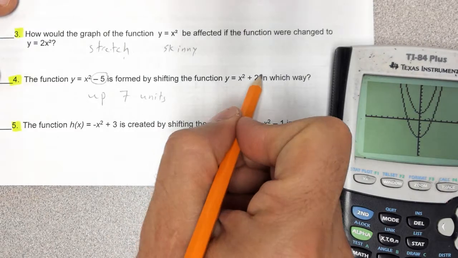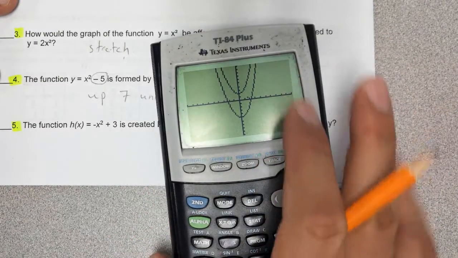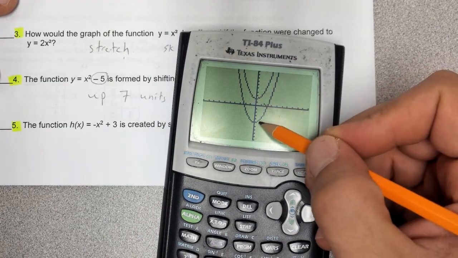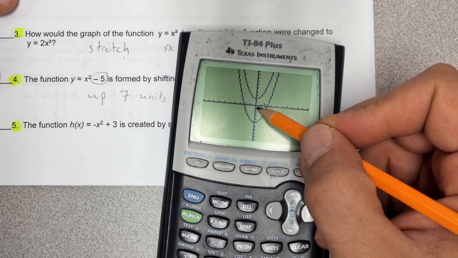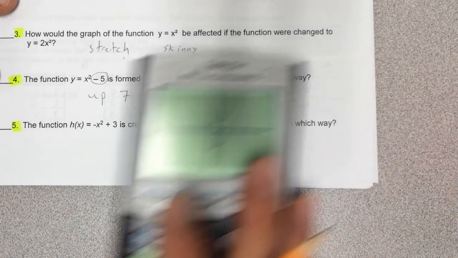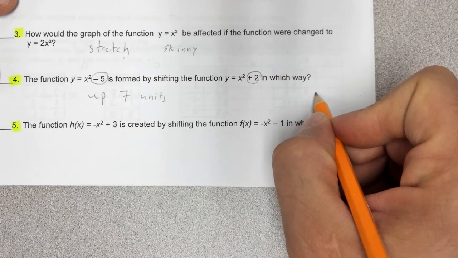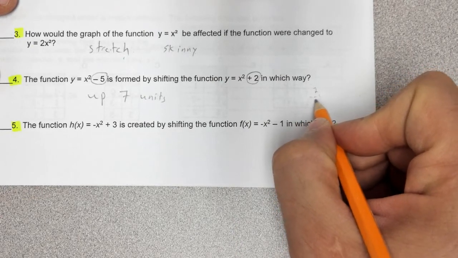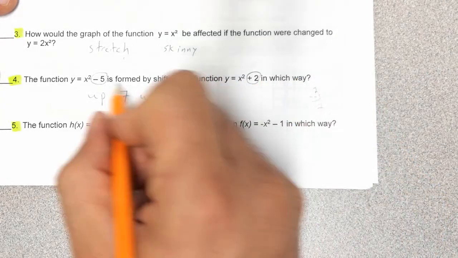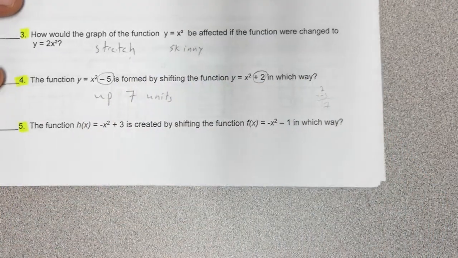And the other one right here is plus 2. Whenever you add a number after the x squared, it goes up. So it went up 2. So you can count the notches, 1, 2, 3, 4, 5, 6, 7, and go up 7. Or you could just ask yourself, what's 2 minus negative 5? That's also 7. The number's right there. What's the difference between them?